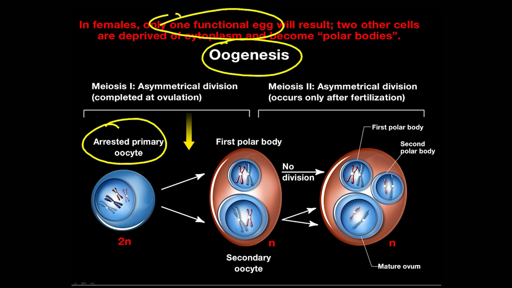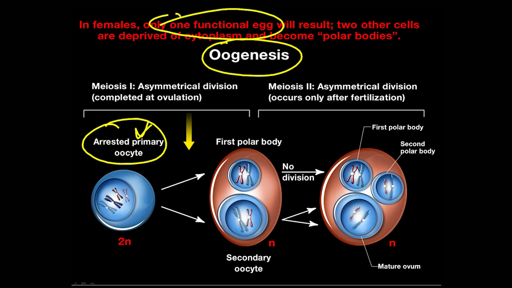I don't know if you've heard this, but it's true. It's often said that girls are born already with all of the eggs that they're ever going to have in their lifetime. And in a very real sense, that's true. But more technically, what they're born with are all of the primary oocytes that they're ever going to have. And the process of meiosis 1 begins very early in utero, but it arrests. It stops, and it remains arrested until puberty.